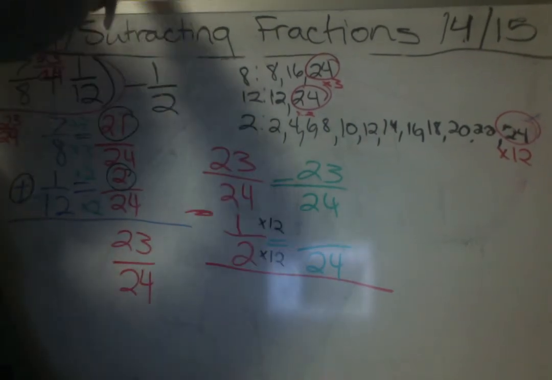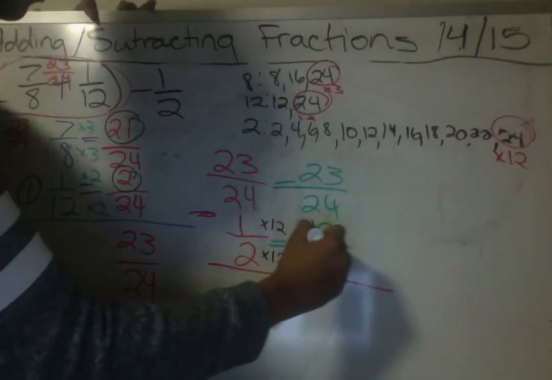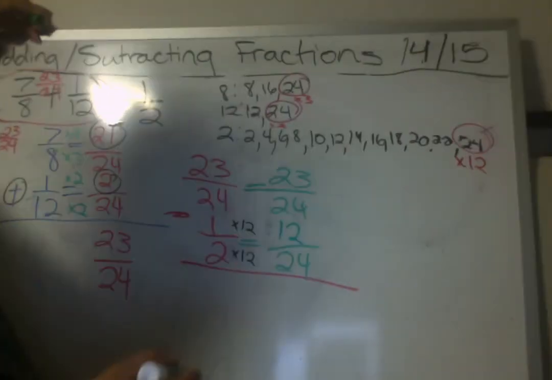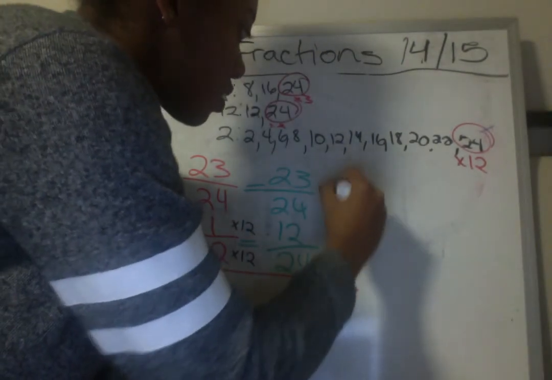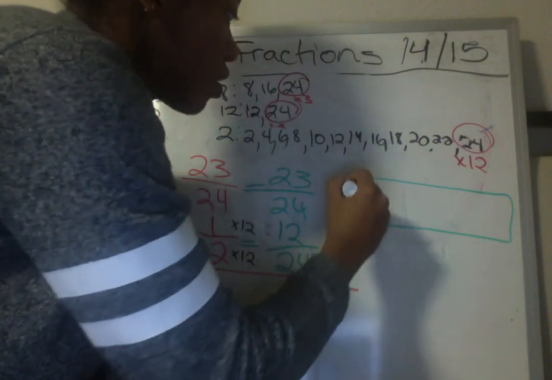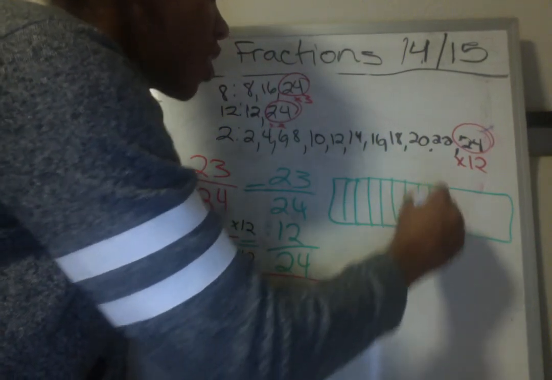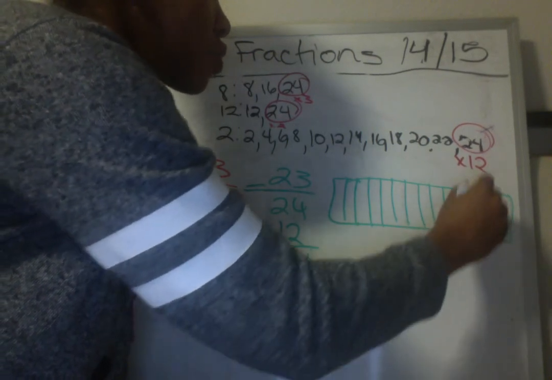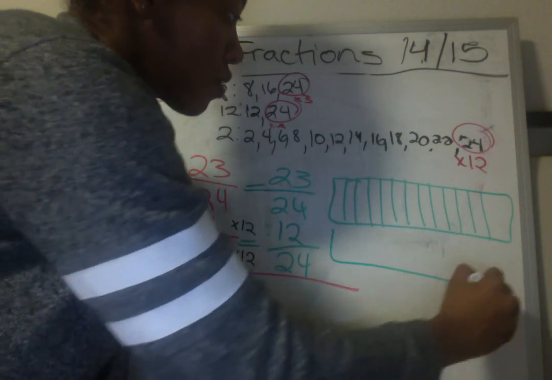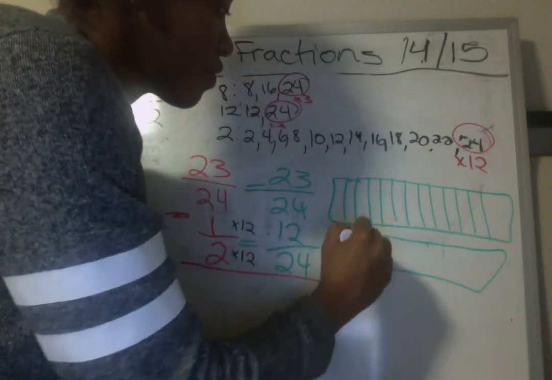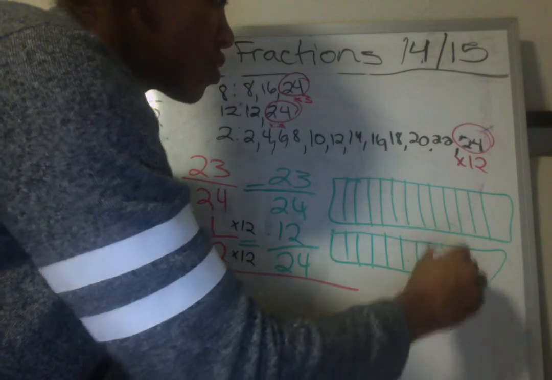1 times 12 is 12. We are subtracting. So here's when you have 23 pieces. 1, 2, 3, 4, 5, 6, 7, 8, 9, 10, 11, 12, 13. Keep going. 14, 15, 16, 17, 18, 19, 20, 22, 23.